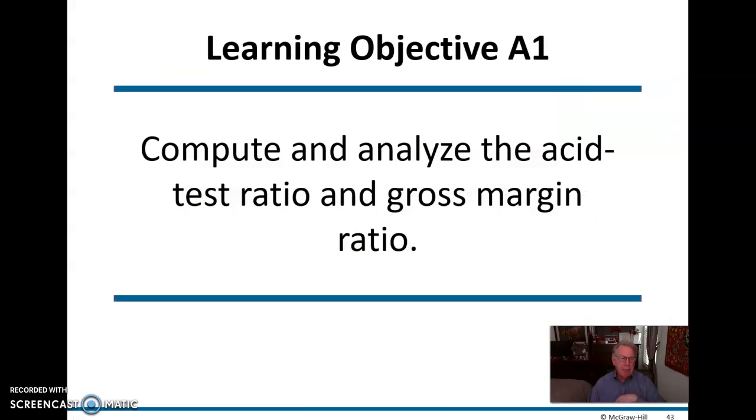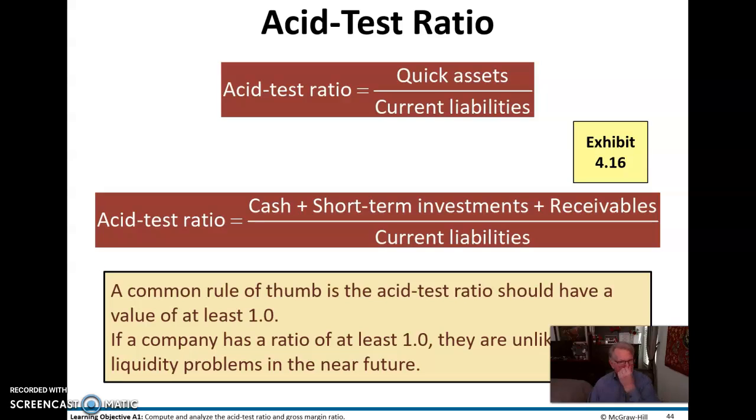All right, every chapter has its analytics, and we have our acid test ratio here and gross margin ratio. These are very easy. You'll remember current ratio is current assets divided by current liabilities. Well, for the acid test, or quick ratio as it's sometimes called, we only use the quick assets. And what are those little beauties? We have cash, short-term investments, which is the same as cash equivalents, sometimes called, and receivables. And then we divide that by current liabilities.